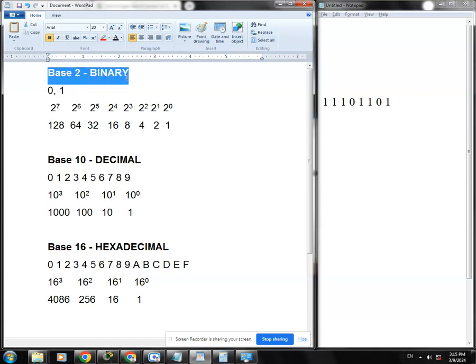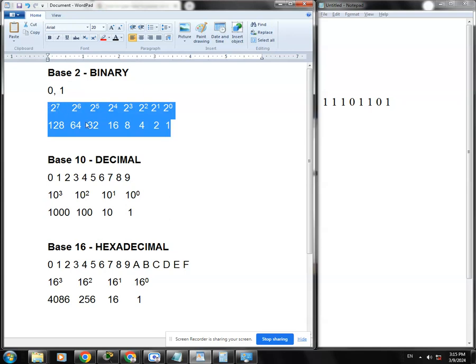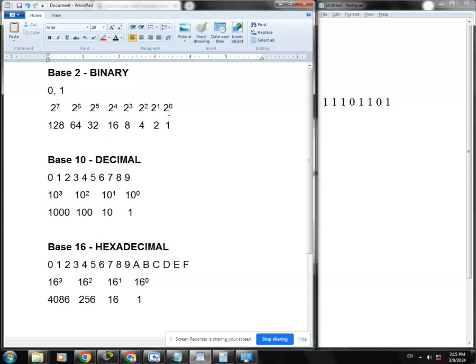So base 2 is the binary. And when we talk about binary, it consists of only two values, which is the 0 and the 1. And this is the formula for the binary. 2 to the power of 0 is 1. 2 raised to 1 is 2. 2 raised to 2 is 4 because it's 2 times 2. And then here 2 times 2 times 2 is 8, 2 raised to 3, and so on and so forth.